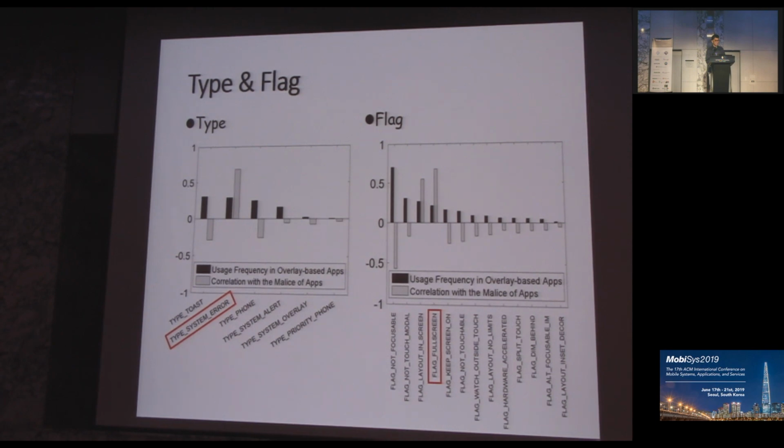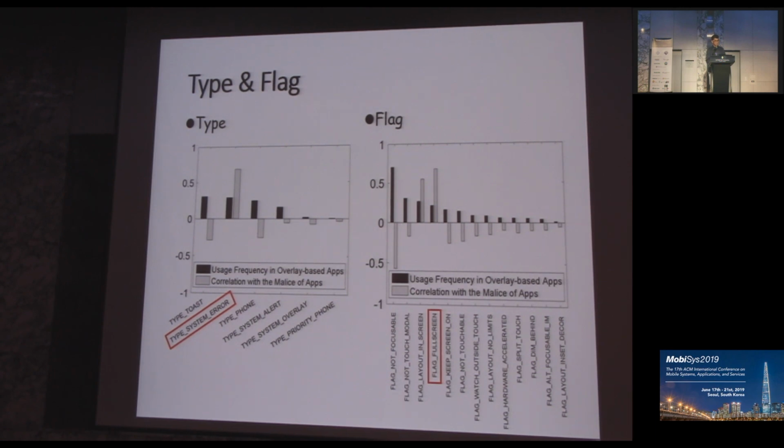Here on the screen, for the feature type, we find that the 6 types listed in the figures are the most frequently used. And 84% of the apps which use the type system error overlay are malicious. The PCC between the type system error and the malice of the app is as high as 0.69. This is because a type system error overlay possesses the highest priority among those types.